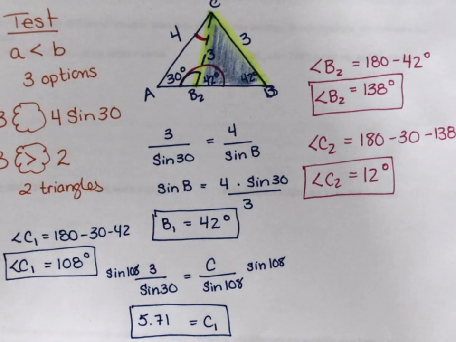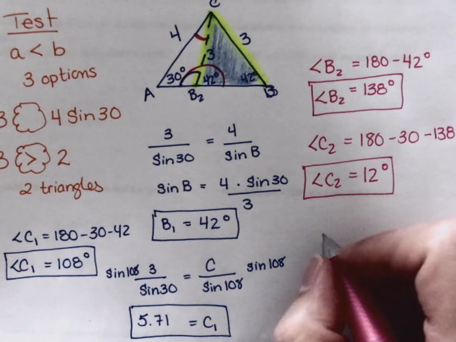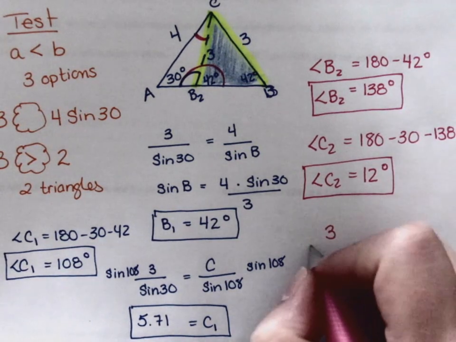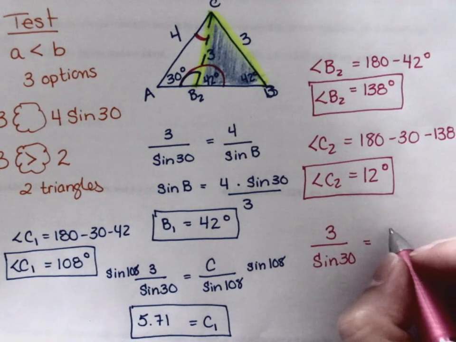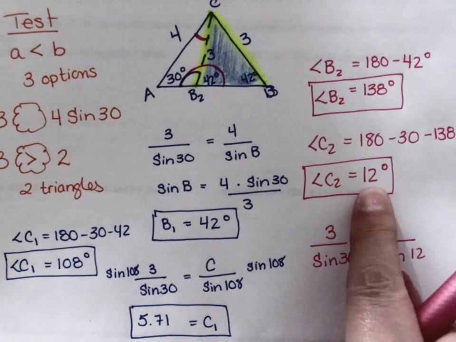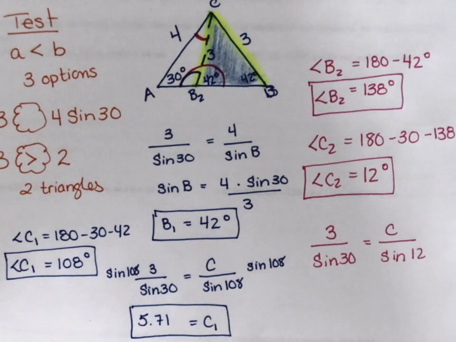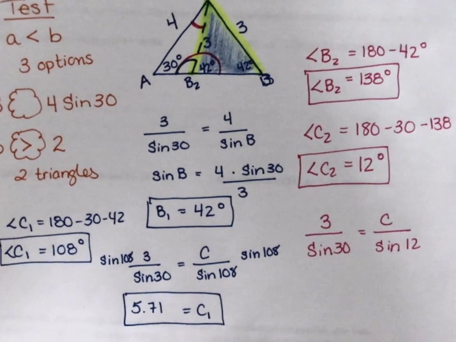And then the last step is just to find side C. So again, I always start with the set that was given in the question. Smallest angle, it's going to be the smallest side. So if it's greater than 3, we have a problem, Houston.